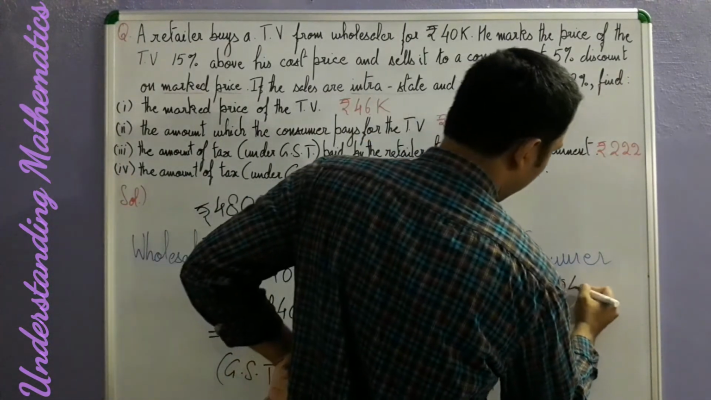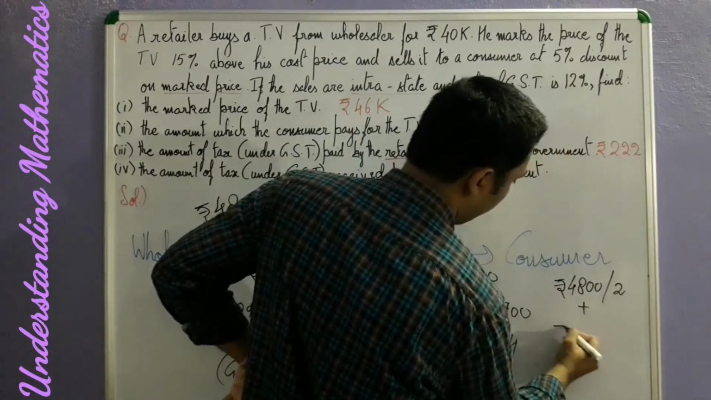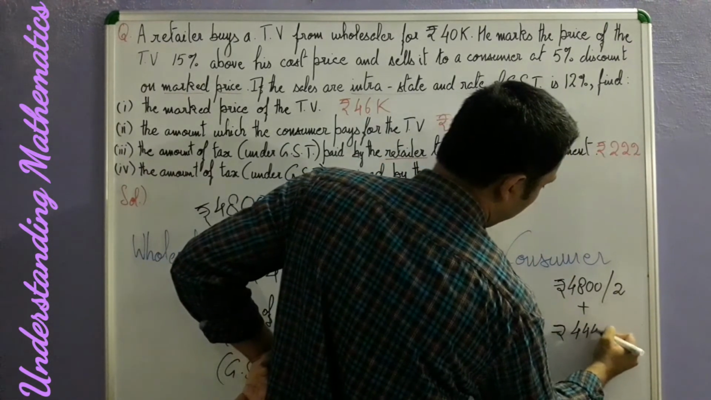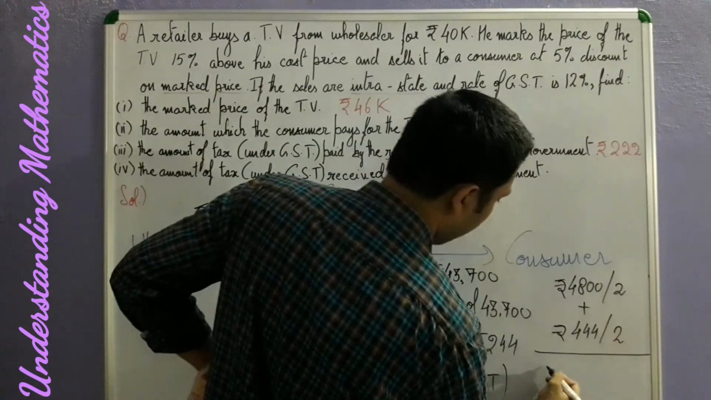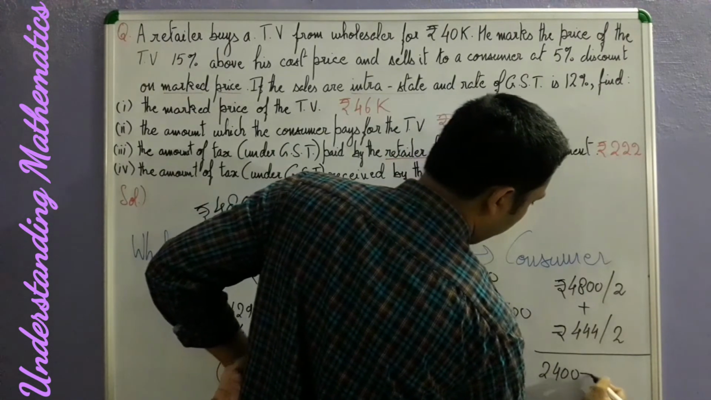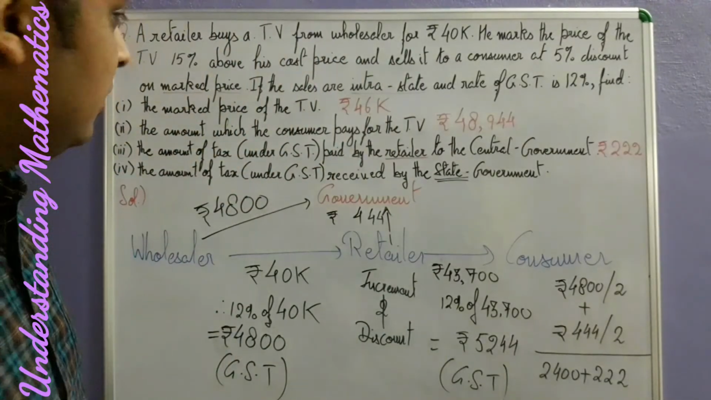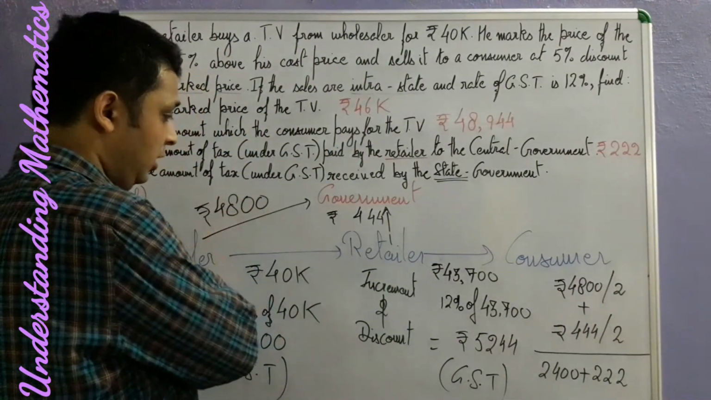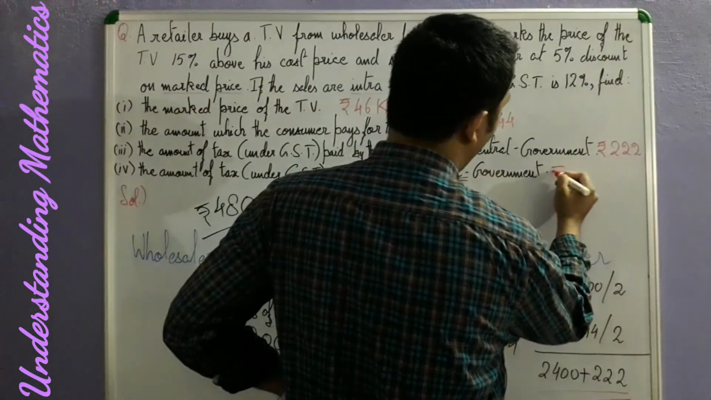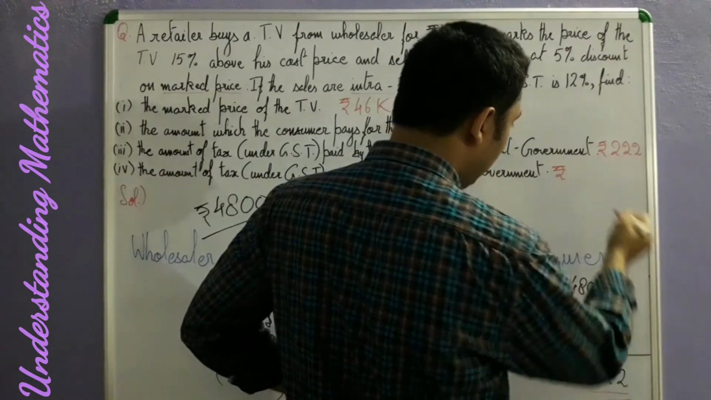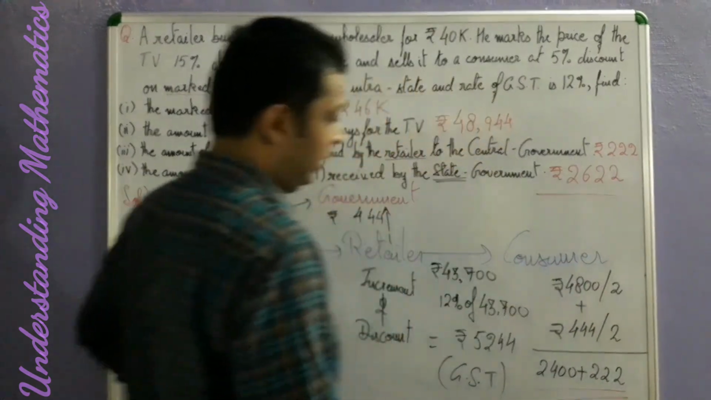So this is nothing but 4800 divided by 2 plus rupees 444 divided by 2. So when you calculate it, what do we get? This will give us 2400 plus 222. So the amount which is received by the state government from the wholesaler and the retailer is the sum of these two things. So when you add both of them, you will get 2622 as the answer. Clear?